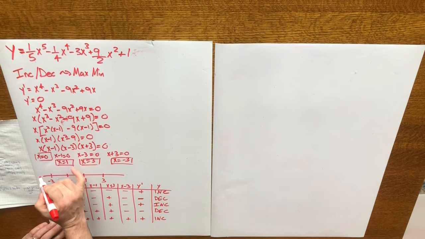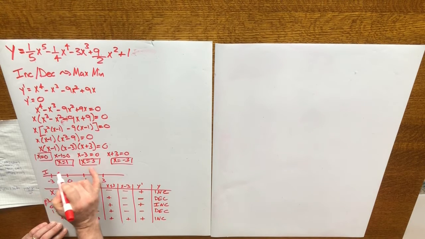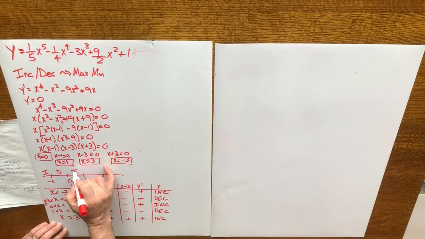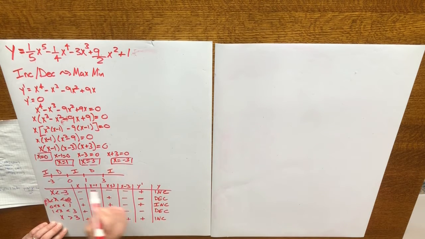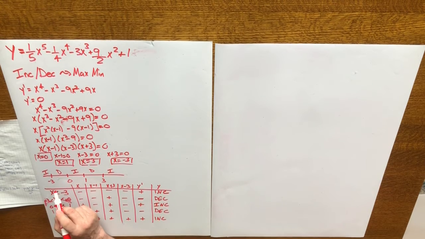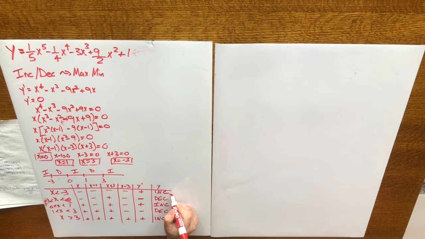So you see back on our number line, we're going from increasing to decreasing, increasing, decreasing, increasing. They don't always alternate, don't take that for granted, but they do in this particular case. So now we have increasing to the left of -3, decreasing to the right of -3. Increasing, decreasing means you have a maximum. Decreasing, increasing means you have a minimum.